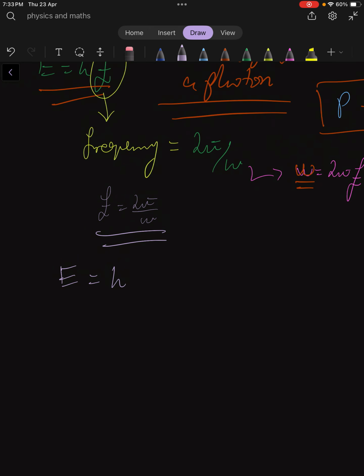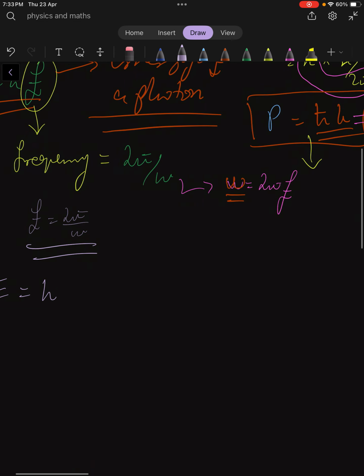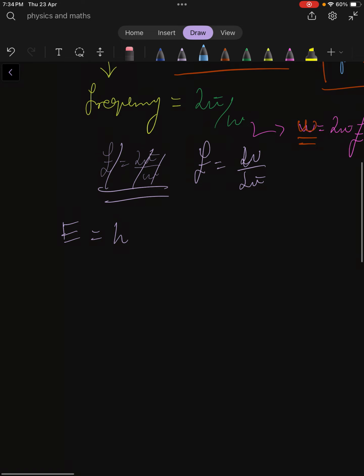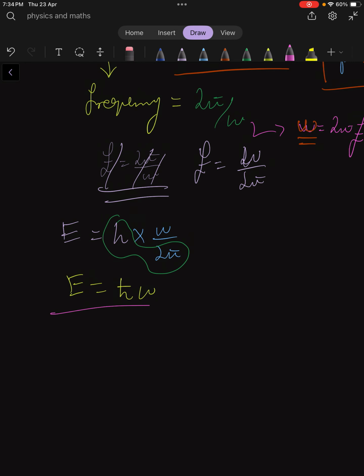Wait, did I mess up somewhere? Oh, sorry. It's actually not 2 pi over omega. It's f is equal to omega over 2 pi. Now multiplied by omega over 2 pi, again we have something similar to h over 2 pi, which becomes h bar omega. Okay, this is another equation we require.